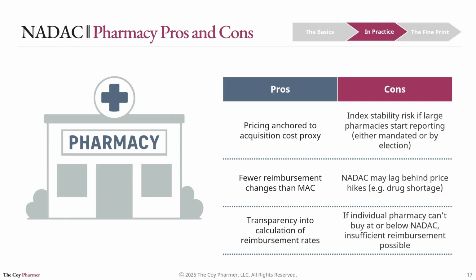If large pharmacies suddenly start to report into the index, reimbursements may go down. Furthermore, NADAC price may lag behind any price hikes. So for example, in the case of drug shortage or tariffs, the reimbursement for NADAC may not keep pace with the amount that pharmacies need to pay to purchase products. And then lastly, again, this is an average type of index. So an individual pharmacy may or may not be able to purchase products at or below the NADAC reimbursement.